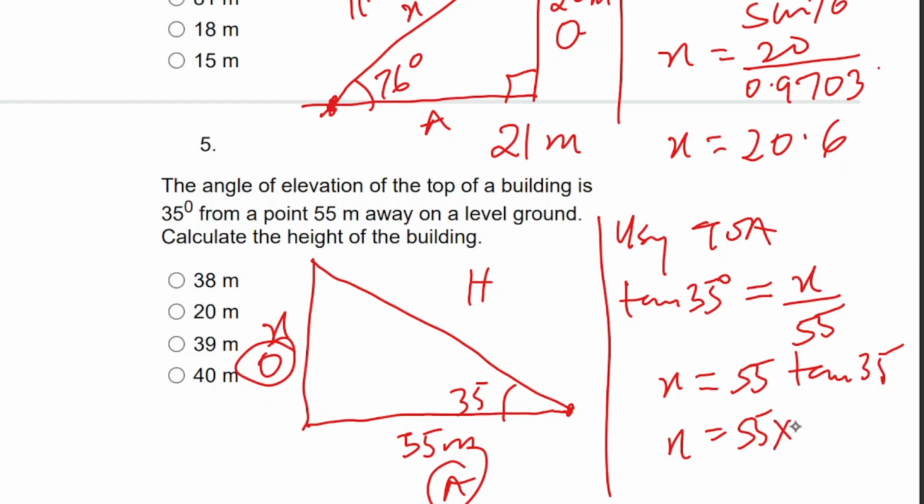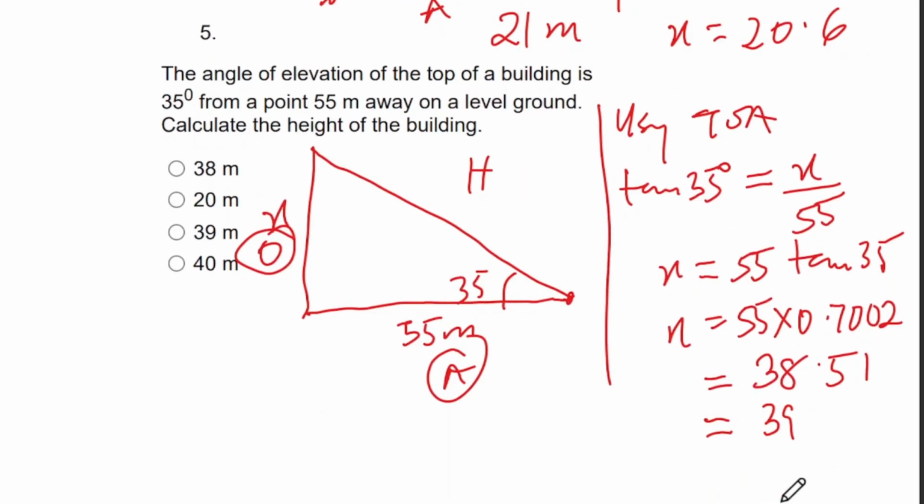That is 0.7002. So multiply now: 55 times 0.7002. That gives us 38.51. So you can see we don't have this 38 point. So you cannot write 38, so you are approximating, this is going to be 39. I hope this is clear. So this is going to be 39 meters, and that's this option.